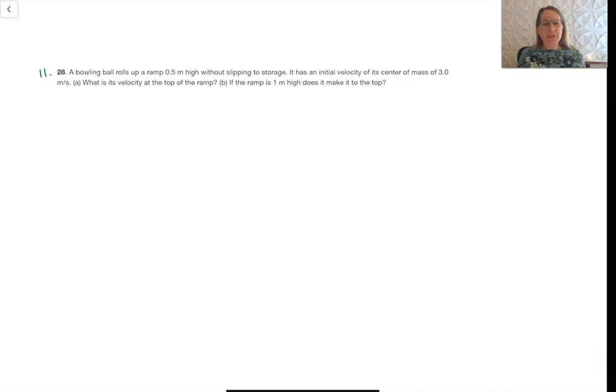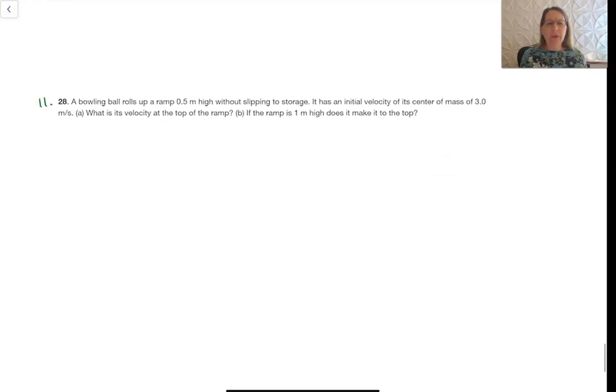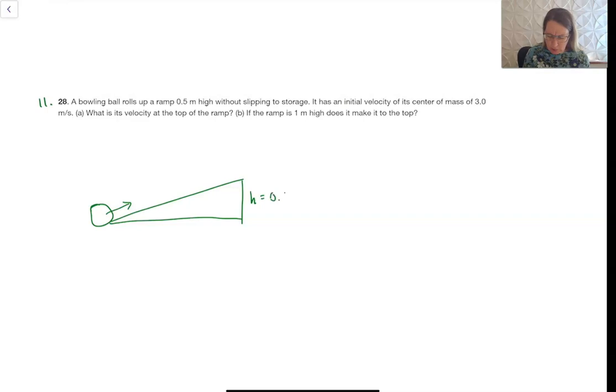This is now a problem in chapter 11 for a bowling ball rolling up this ramp. Here, you can see it a little better. And so the setup is like this. We have a ball that's heading up the ramp. The ramp is a height of 0.5 meters.